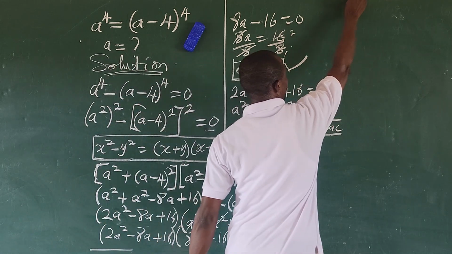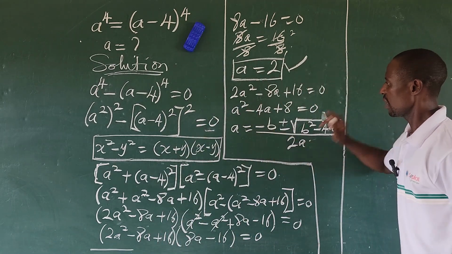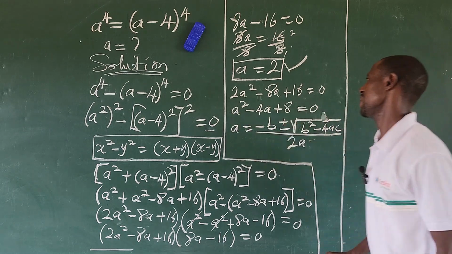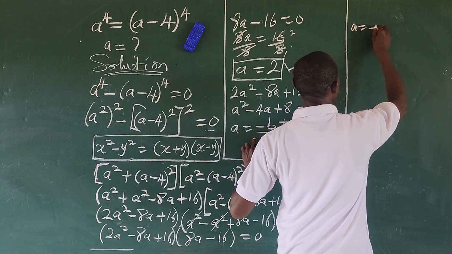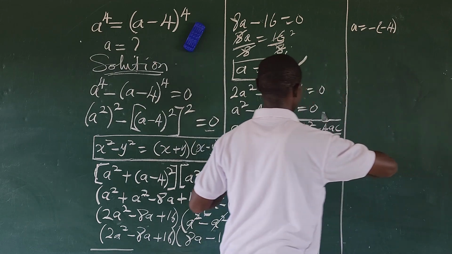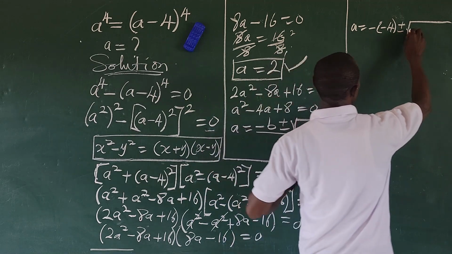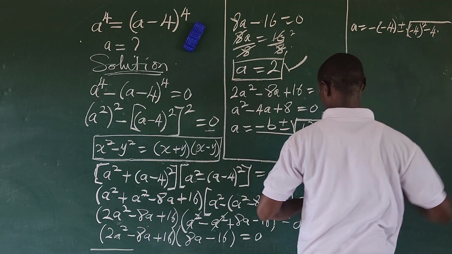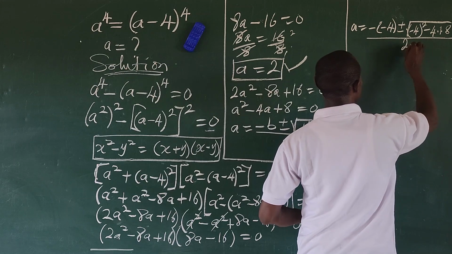Okay, again, let's continue on this side here. We're almost there. So what is our b? b is minus 4, and our a is 1. The coefficient here is 1. Then our c is the constant 8. So substituting, we're going to have our a is equal to minus bracket minus 4 close bracket, plus or minus the square root of our minus 4 squared, then minus 4 times 1 times 8, everything all over 2 times 1.